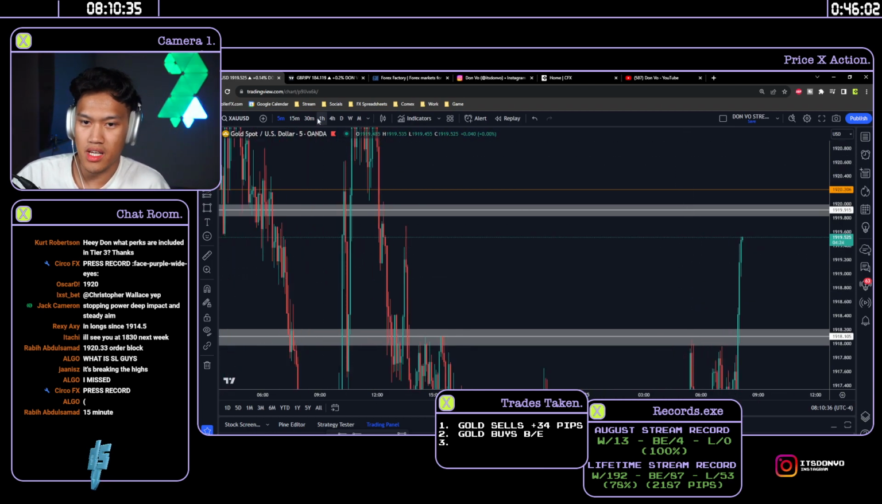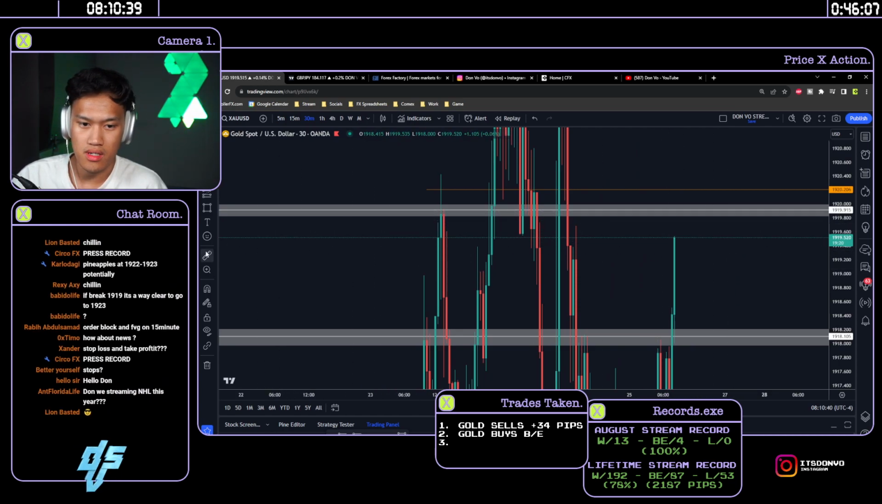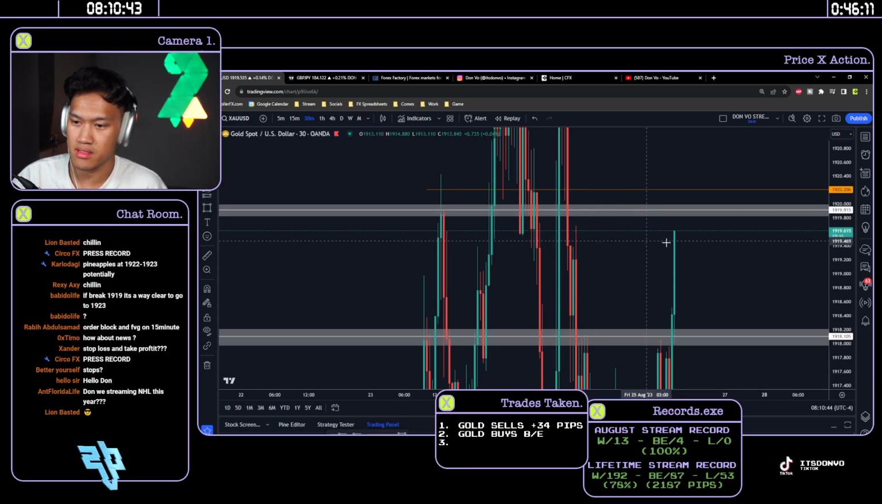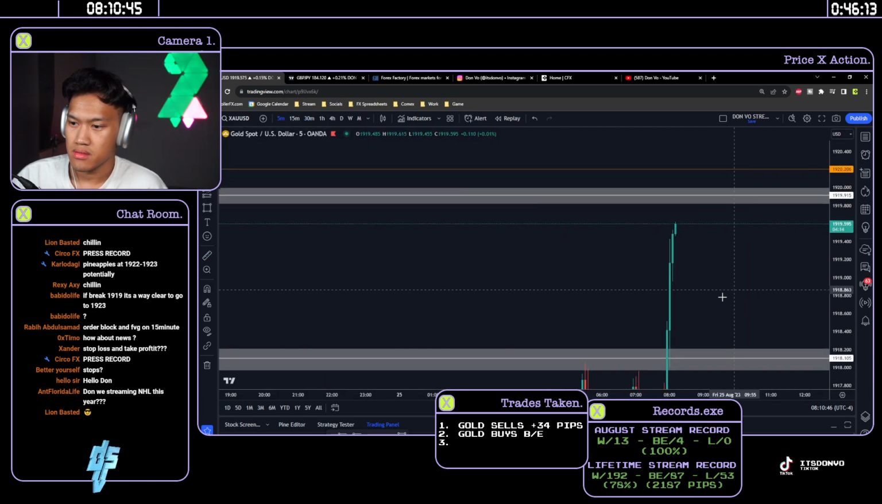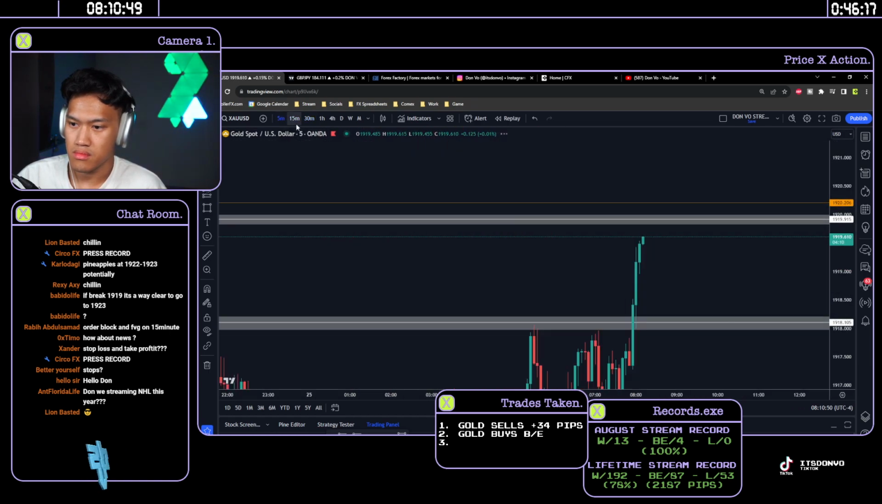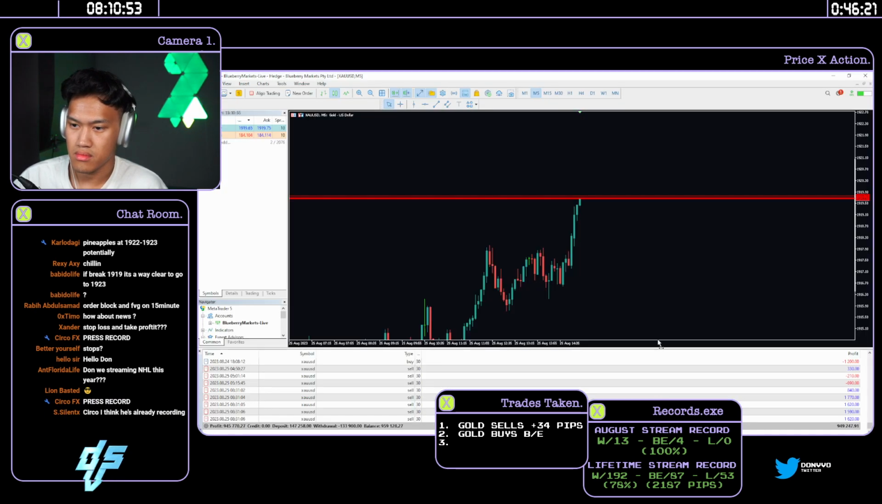Should fill the ranges there. Nothing's really stopping price from driving up towards 1919 here. It's just clean traffic to the left. This is a wick here, but that's about it. Nice.